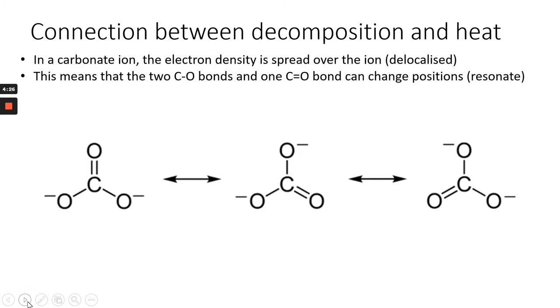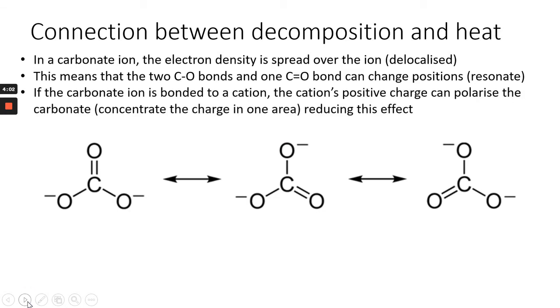So the connection between decomposition and heat, in the case of carbonates, is in a carbonate ion, the electron density is normally spread over the ion, or delocalized. So you can see there that the position of the double bond can change. Therefore, this means that the electron density is spread over the area of the ion. This is called resonance.